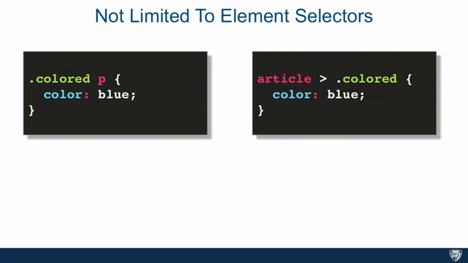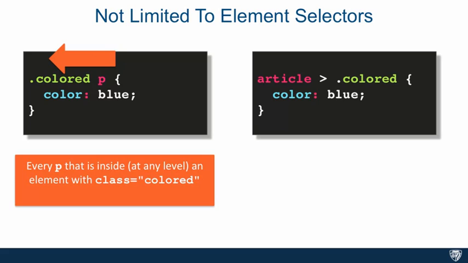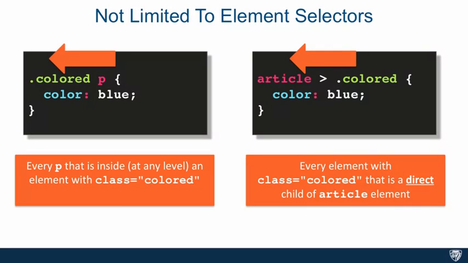Now, I want to point out that these selector combinations aren't limited to element selectors, even though that's what I've used in the examples. For example, we can have .colored space p, and that will mean, again reading it from right to left, that every p element that is inside, at any level, of an element with class equals colored will have its text color turn to blue. In the case on the right, we're using a direct child selector to say that every element with the attribute class equal to colored that is a direct child of an article element will have its text turn to blue.